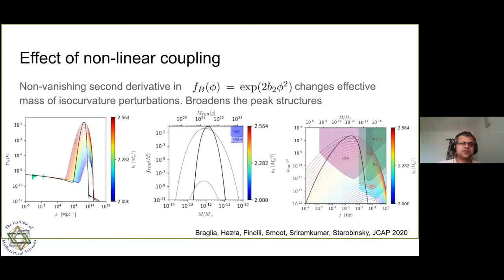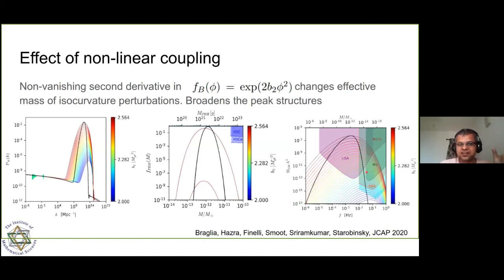If we change the nature of the coupling, we are using a coupling of linear order, where B of phi is B1 times phi, and now we are changing to second order. We are assuming that f_B is twice the exponential of twice B2 phi squared. What happens is that it broadens the peak of the isocurvature mass. It broadens the peak of the primordial power spectrum, and therefore it broadens the peak of the f_PBH as well, the PBH fraction. And also here you get the broadening of the peak.